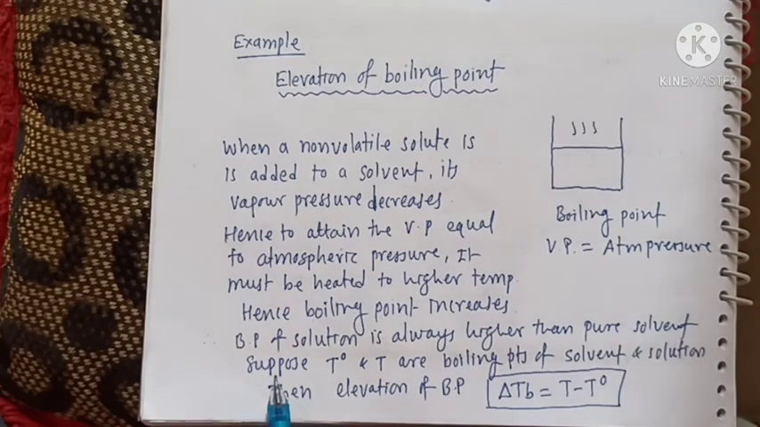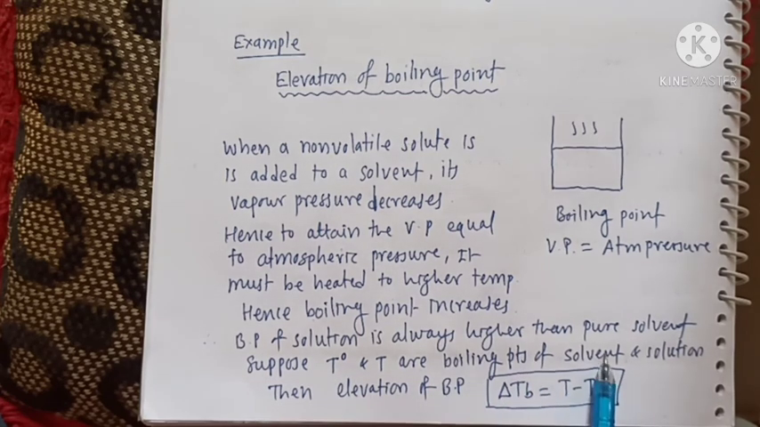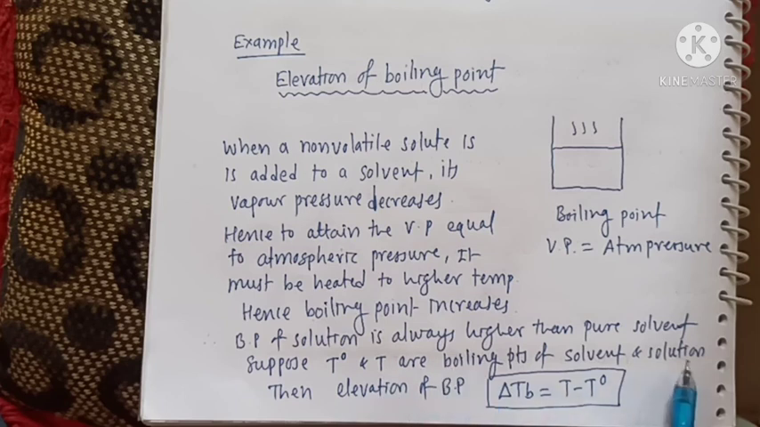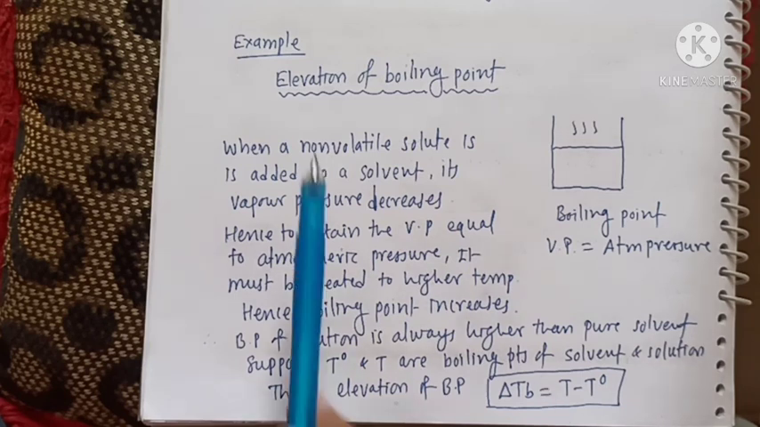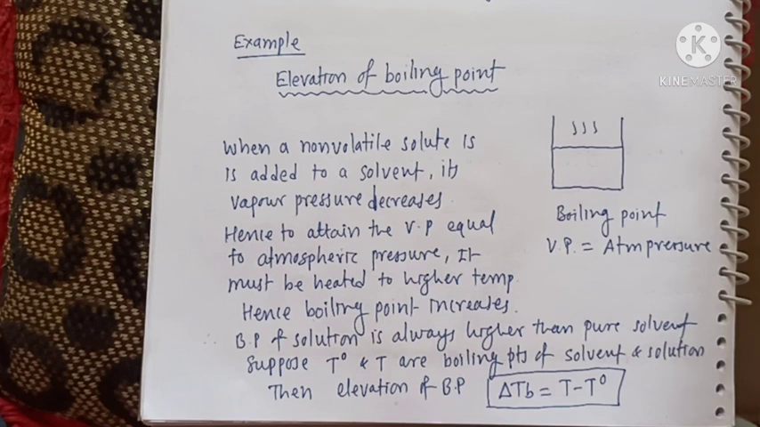Now, suppose T standard is the boiling point of pure solvent and T is the boiling point of solution. Then elevation of boiling point, given as delta TB, will be equal to T minus T standard. Why is it so? Because the boiling point of the solution will be higher than the solvent, because it will require more amount of heat, and this is called the elevation of boiling point.